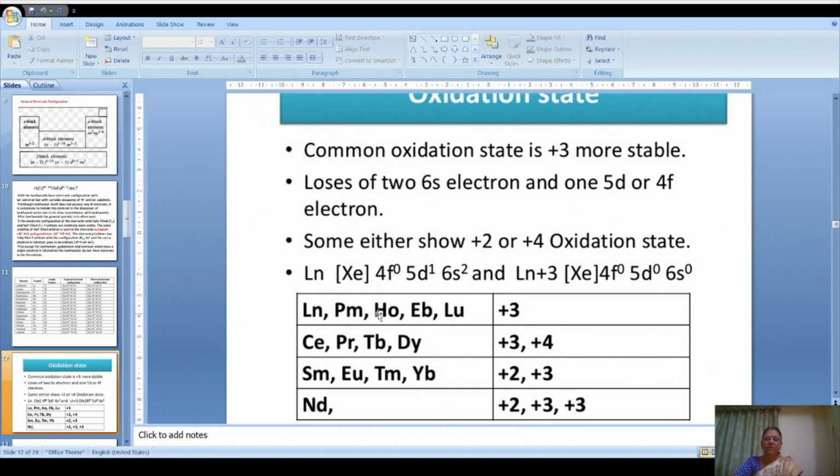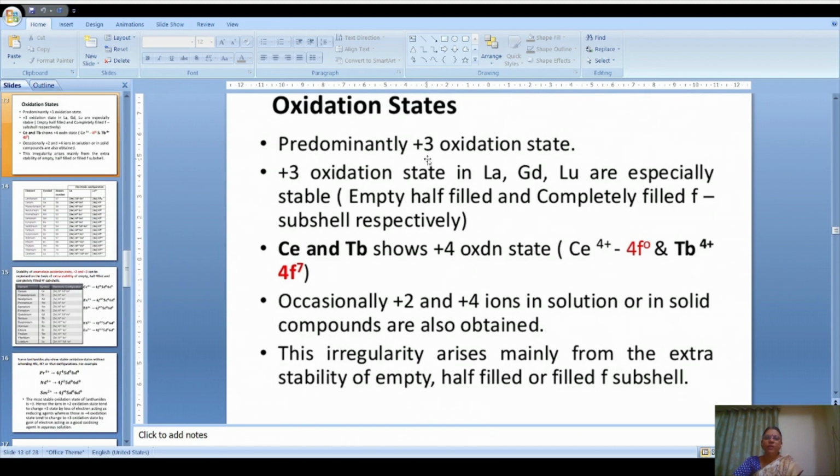The examples are lanthanum, promethium, holmium, erbium, and lutetium, which show the +3 oxidation state. Cerium, praseodymium, and neodymium show +4, and samarium, europium, thulium, and ytterbium show the +2 oxidation state. So predominantly there is the +3 oxidation state.